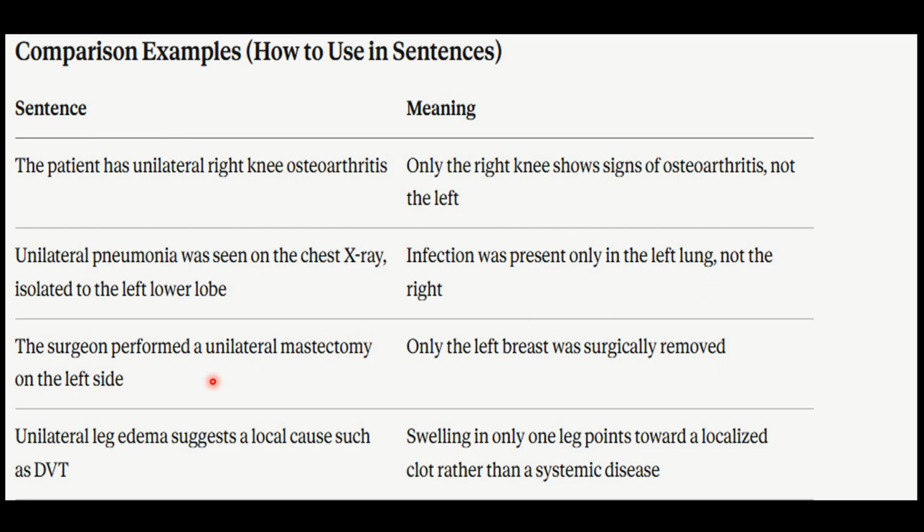Similarly, the surgeon performed a unilateral mastectomy on the left side. So here only the left breast was surgically removed, not both. If you remember, in the last session we talked about a similar kind of example, but there we were using the term bilateral, and that's why we were talking about two things, both sides, right? But this time we are using the term unilateral. That means only one side, one thing.